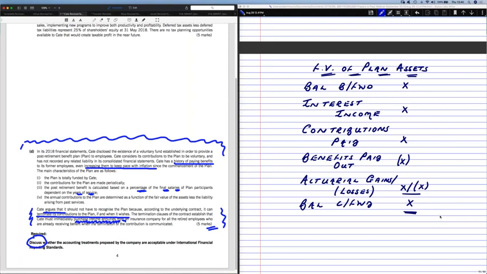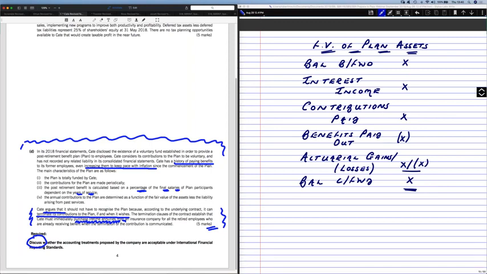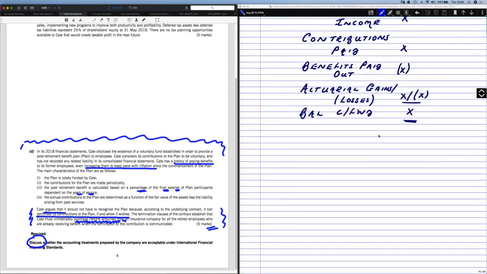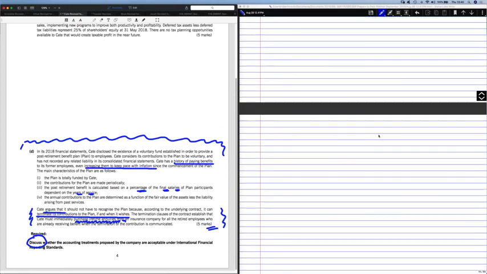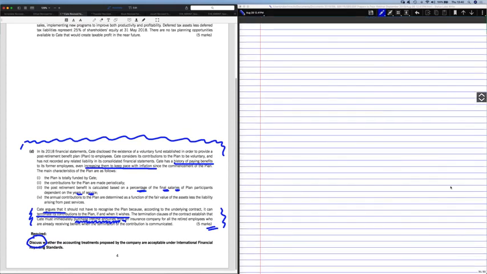Now, what I'd like to do, please, is to start moving away from this issue and to start to think about the issue of consolidation, the issue of group accounting, however you want to call it.